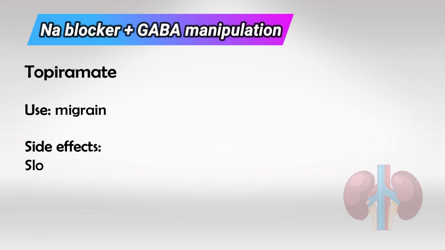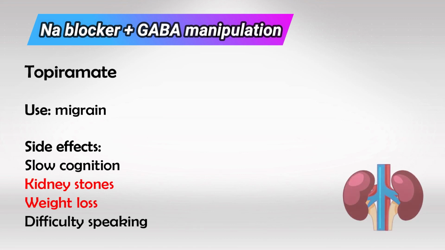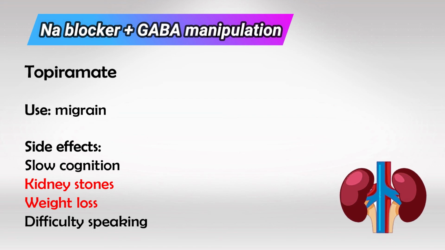The other medication with dual effect is topiramate. And just like its brother valproic acid, it's also used as migraine prophylaxis. The important side effects include slow cognition, kidney stones, weight loss, unlike valproic acid, and difficulty speaking.